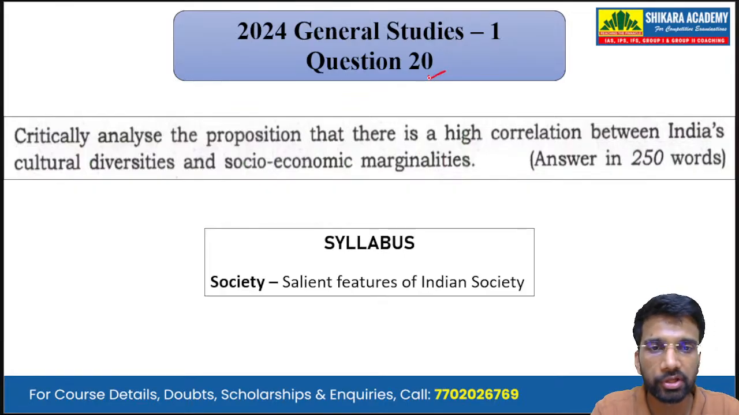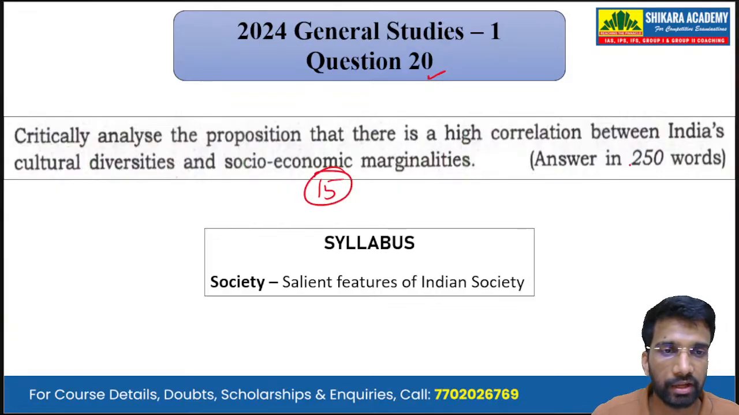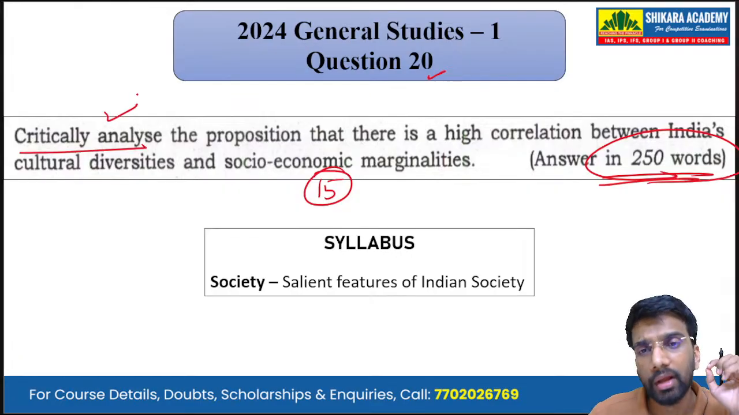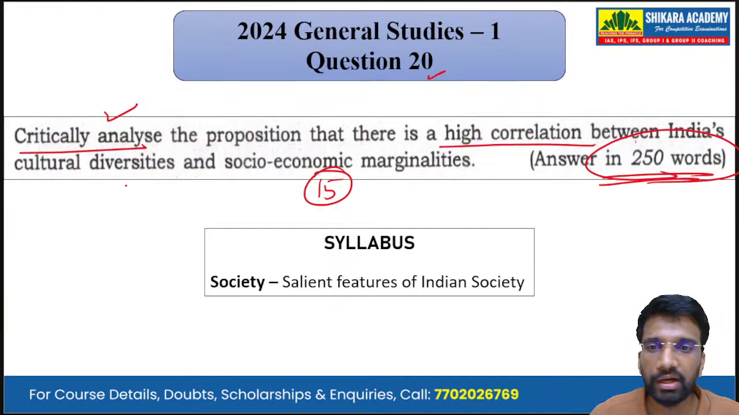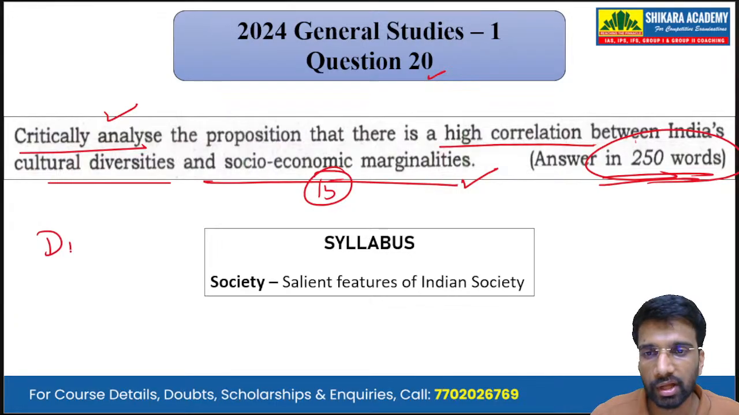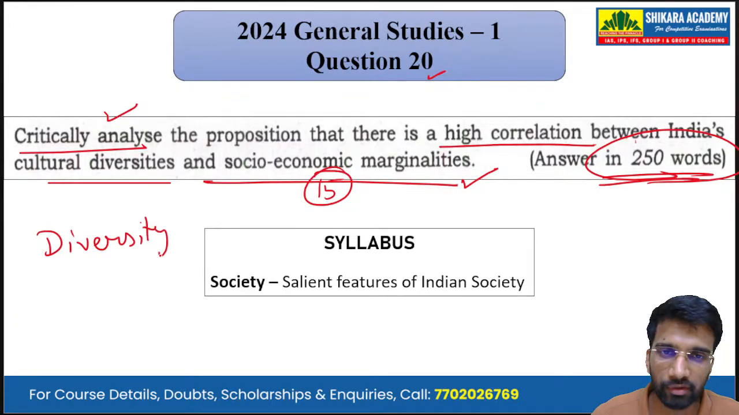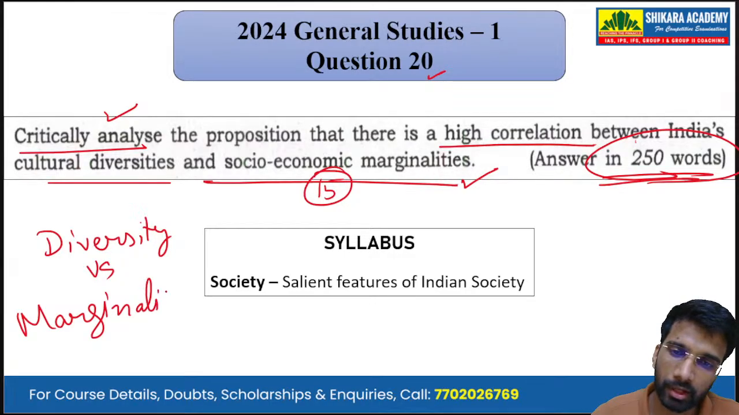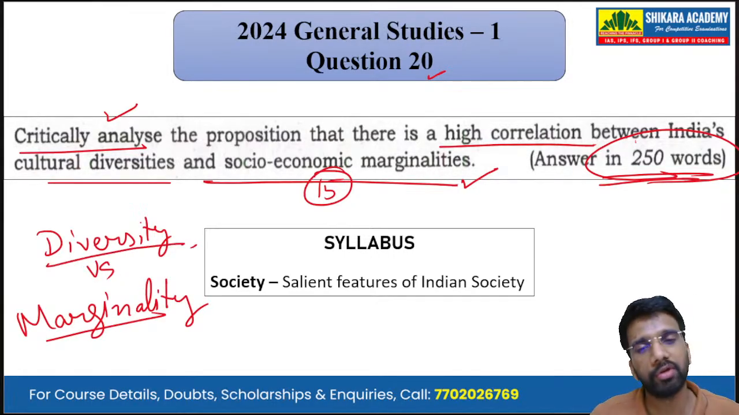Critically analyze the proposition that there is a high correlation between India's cultural diversity and socio-economic marginalities. Okay, a 15-mark question that we have to answer in 250 words, and in this question we have to critically analyze whether there is a high correlation between India's cultural diversities and socio-economic marginalities. So this is a question of diversity versus marginality in broader terms. So these two are the themes of the question.